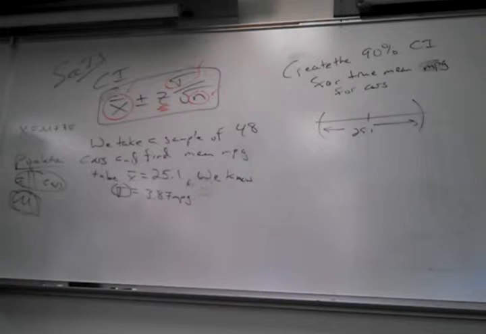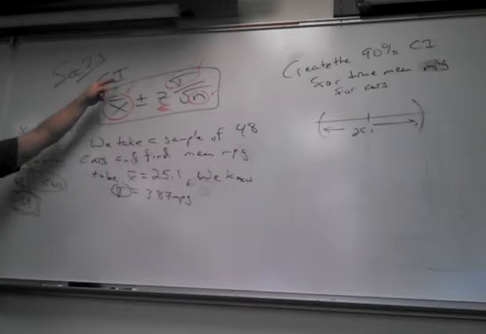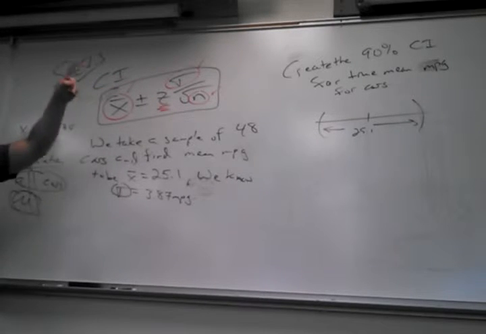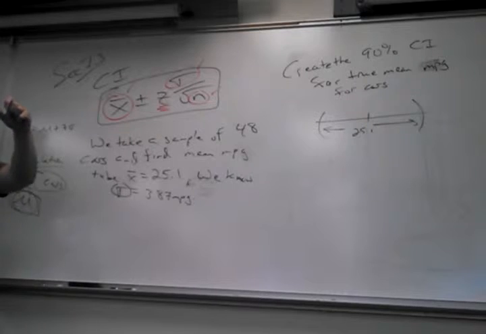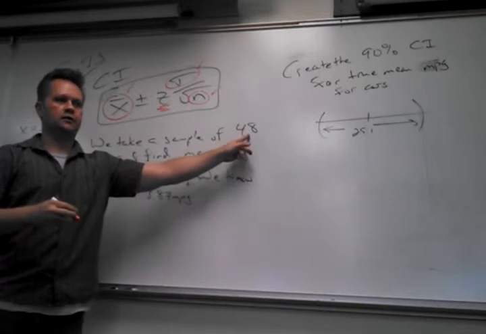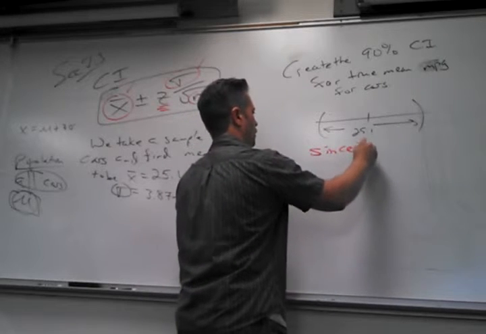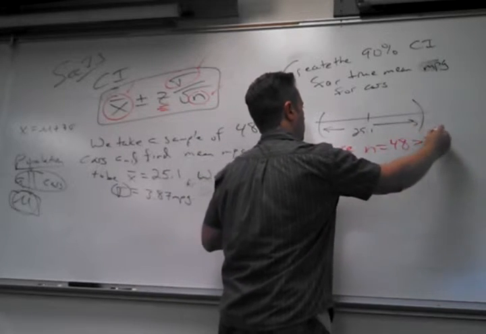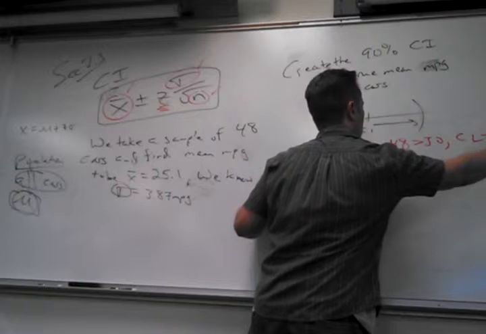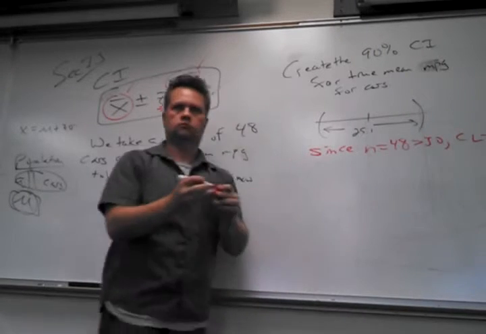From the 90%. Right? How do I figure out how far I've got to go out to get 90% of the data? Now, why do I know Z scores correspond to percentages? Why do I know this is normal enough? Beautiful, the sample size is more than 30. So since n equals 48 is bigger than 30, central limit theorem says good to go.